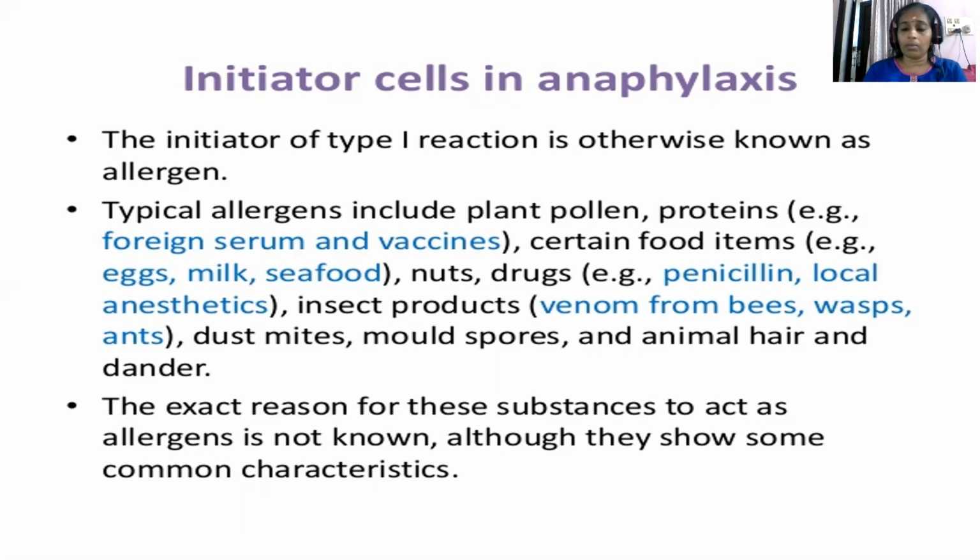So allergens can be either pollens or proteins. The major allergens are proteins, like foreign antigens such as serum, vaccines, egg, milk protein, nuts, and drugs. Similarly, the venoms due to insect bites and snake bites, that is wasps, bees, ants, etc. Some dust mites, some mold spores, and animal hairs, dander, etc., are the major allergens which can evoke this type of anaphylaxis reaction.